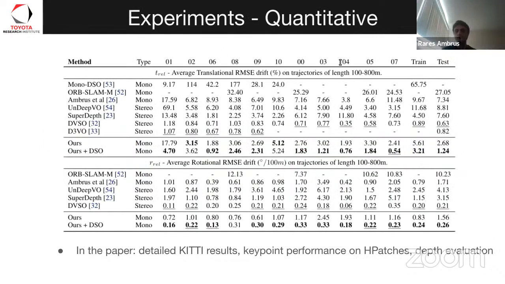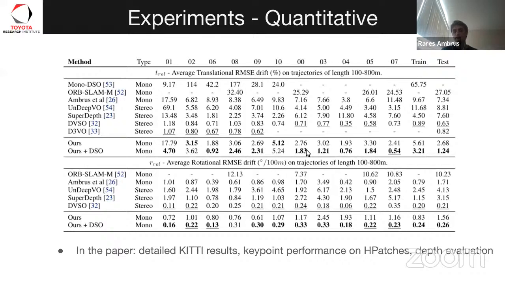Right, so we show quantitatively that our method achieves state-of-the-art results when compared to other methods, and specifically we compare to methods that use monocular data at test time. And in the paper, we show detailed results on KITTI. We estimate the performance of our keypoint networks on HPatches, and we also estimate the performance of our depth prediction networks. And I'll just mention that when we integrate our keypoints with DSO, we achieve state-of-the-art results compared to monocular methods. And we note that our performance, and particularly our orientation estimates, are closing the gap with methods that are trained on stereo images such as DVSO.